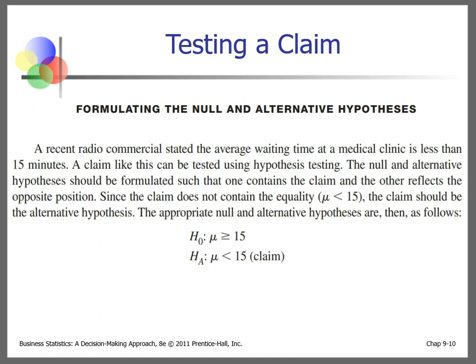In cases like this, where the claim corresponds to the alternative hypothesis, the burden of proof is on the medical clinic. If the sample mean is substantially less than 15 minutes, the null hypothesis would be rejected and the alternative hypothesis, which is the claim, would be accepted.